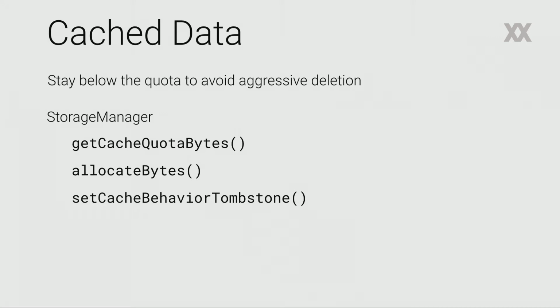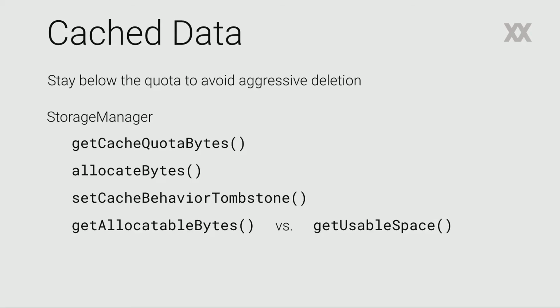You can also use something called set cache behavior tombstone. So this is very useful for your app to be able to tell the difference between a file that was never cached and a file that was cached but deleted. So when you set that behavior and the system deletes some of your files in your cache, it will truncate the file. So the file will still be there, but the size will be set to 0. That tells you that the cache was deleted by the system. And finally, the usable space and the allocatable space are different.